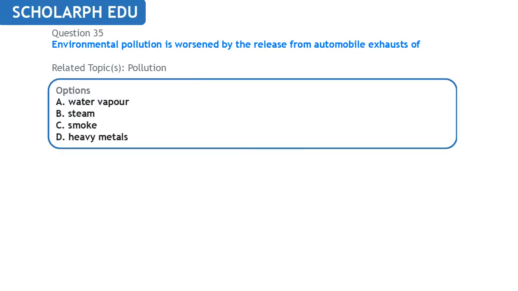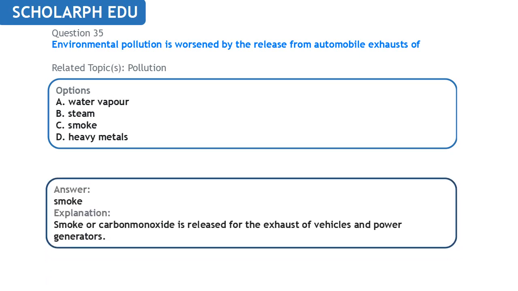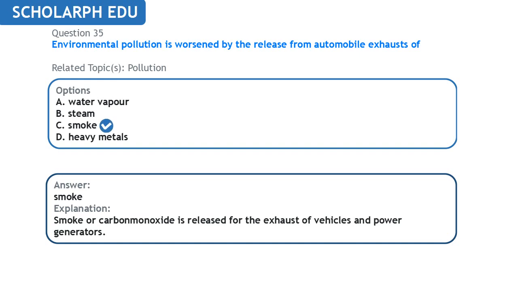Environmental pollution is worsened by the release of smoke from automobile exhaust. Smoke, which contains carbon monoxide, is a pollutant. It is harmful to human health. When it is inhaled, it can affect the respiratory tract.